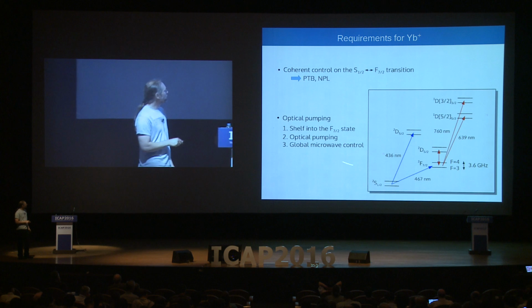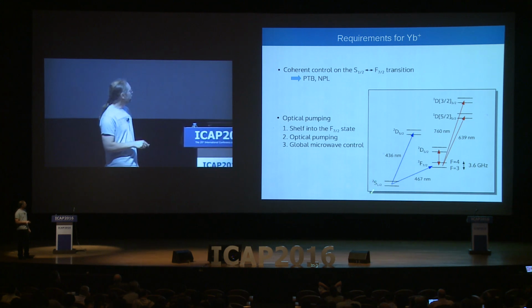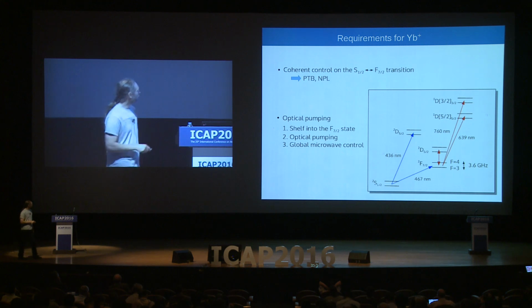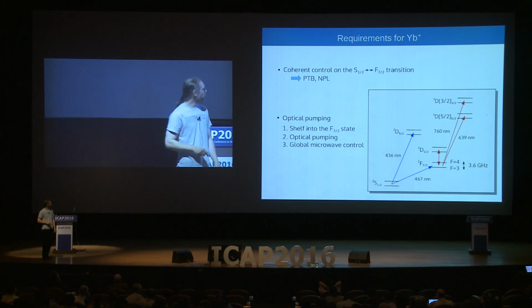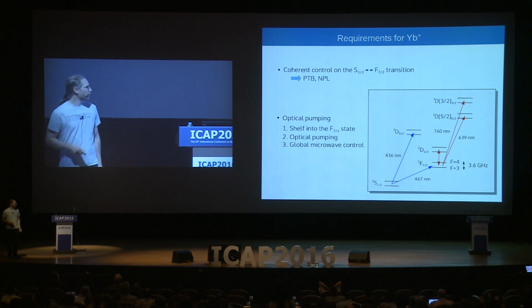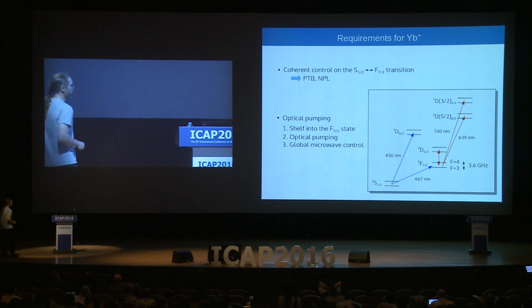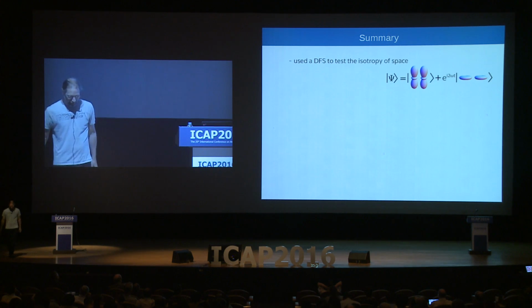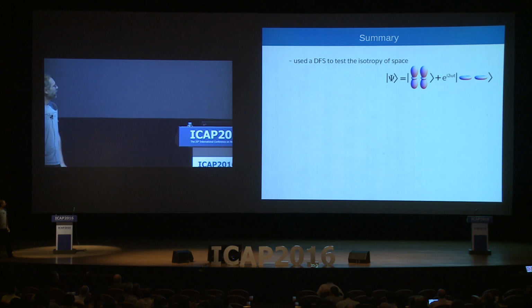In particular, we are thinking about some ideas how to shelve into the F state, then do some optical pumping here on various lines, and then using radio frequency and microwave pulses to generate a state which actually would be sensitive to these imperfections, or these Lorentz violating effects.